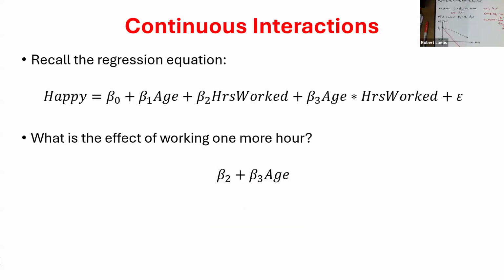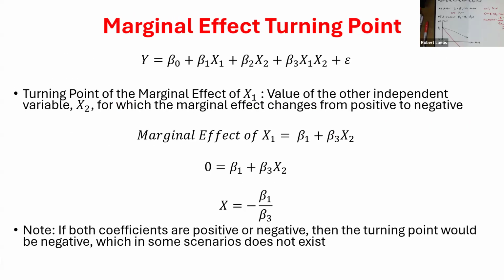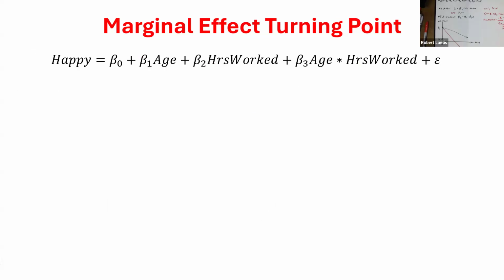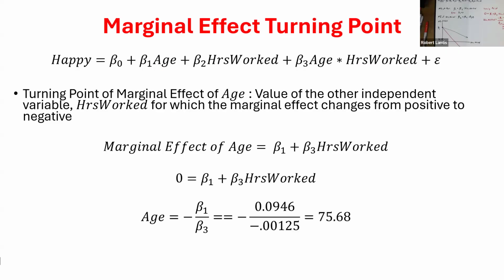But I think I'll skip ahead here. I think that's what I have here. We already talked through this. If I'm using the same example, where does the marginal effect of age actually switch from being positive to negative? Well, here's my marginal effect. I set it equal to 0 and rearrange it a little bit. I grab the coefficient on age, I grab the coefficient on the interaction term, and I find, sure enough, it's close to 80, but it's at 75 hours a week.